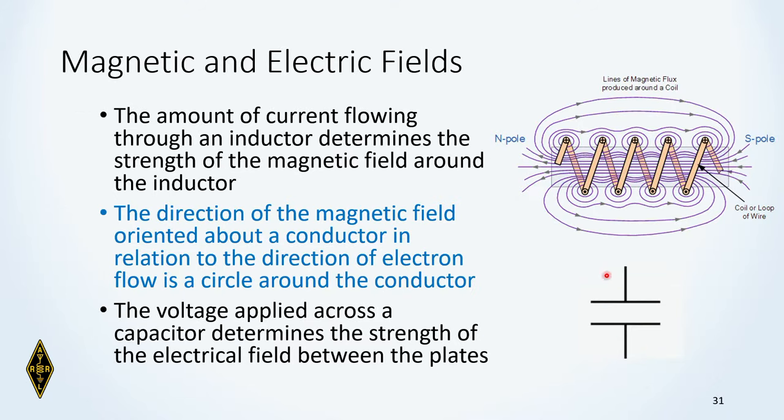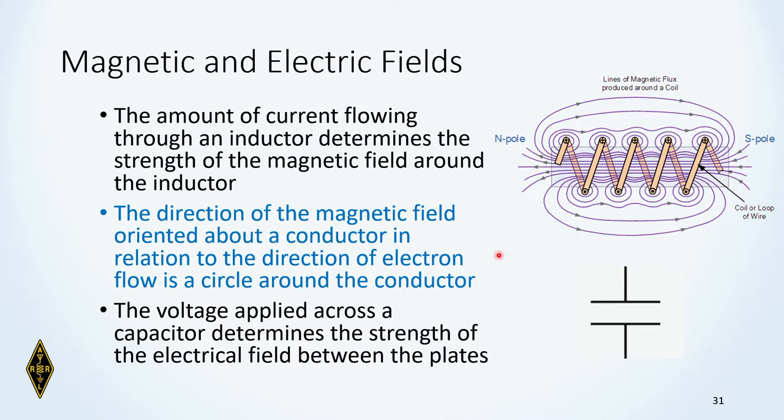And here we've got some pictures. This is an inductor with an iron core, and it's showing the magnetic field that builds up around the inductor while current is flowing. So the amount of current flowing in the inductor determines the strength of the magnetic field. Kind of makes sense. Then a poll question.